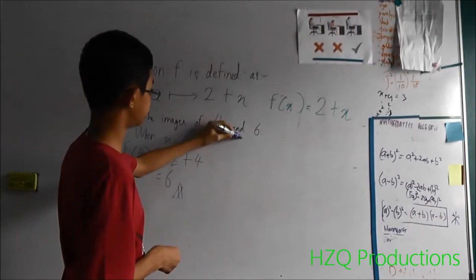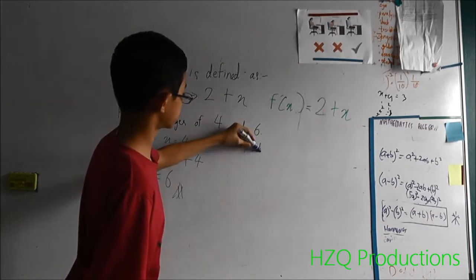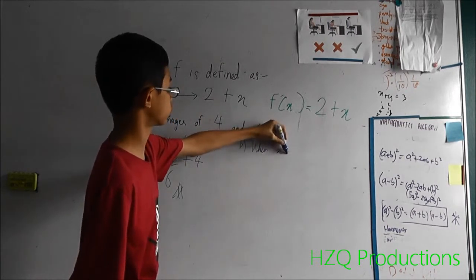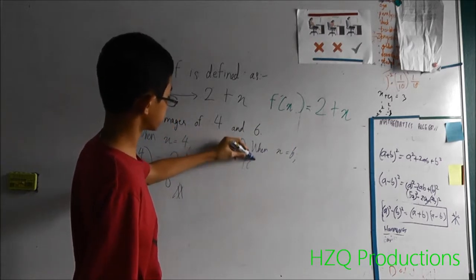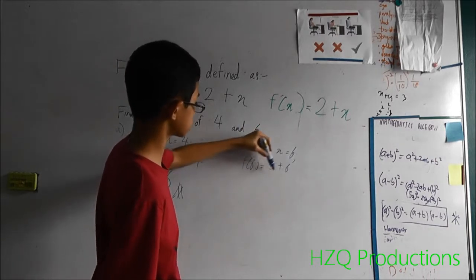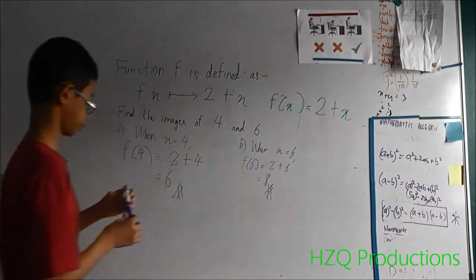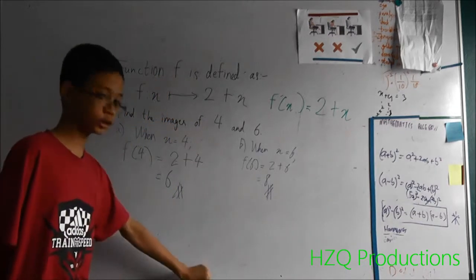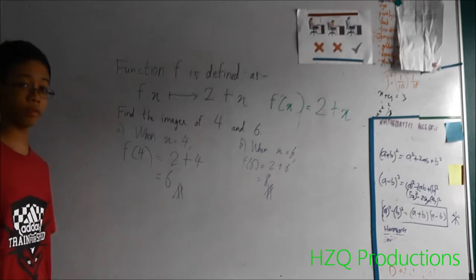If you want to do for b, just when x equals 6, f(6) is the same as 2 plus 6, 8. With this question here, I hope you can already understand part of the functions topic.